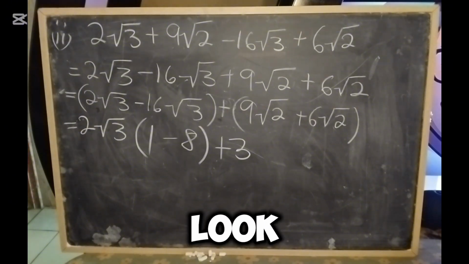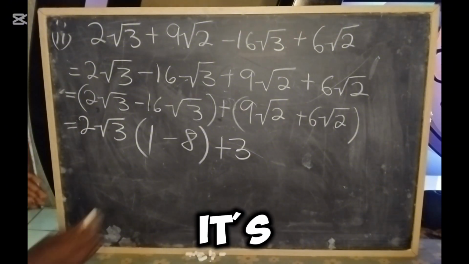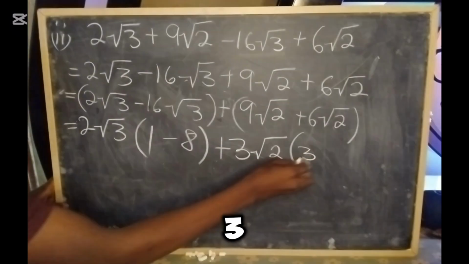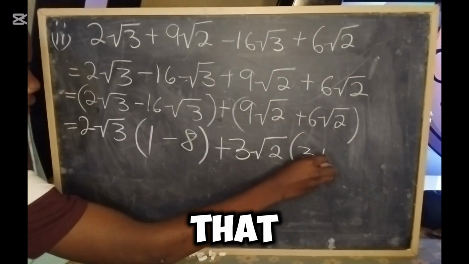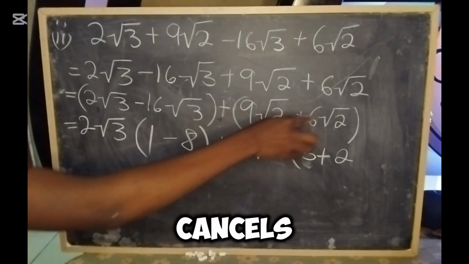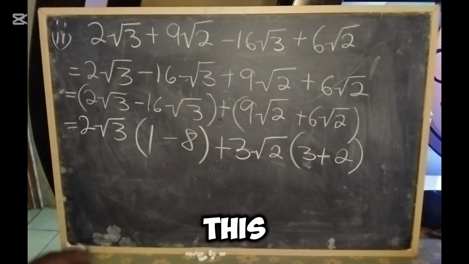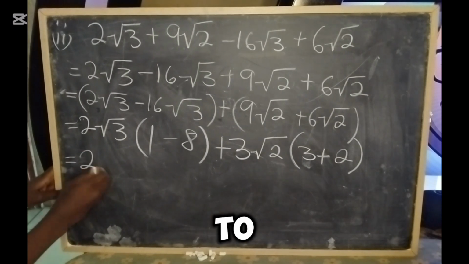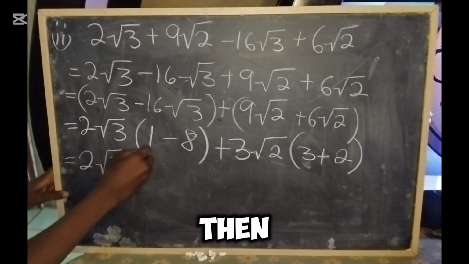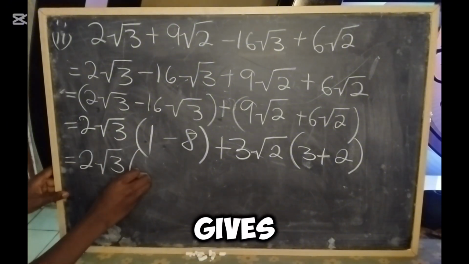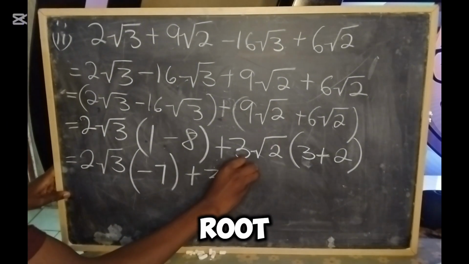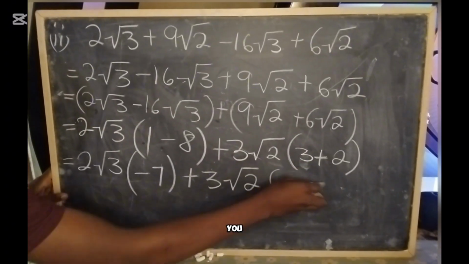Then here, what's similar on both sides? It's the square root of 2. 9 divided by 3 gives you 3. This cancels this, then I'm left with just that. Then 6 divided by 3, you get 2. Then the square root of 2 cancels the square root of 2, and I'm just left with this. Then now when you do it, you're left with 2 square root of 3. Then this 1 minus 8 gives you minus 7, plus 3 square root of 2, and this will give you 5.